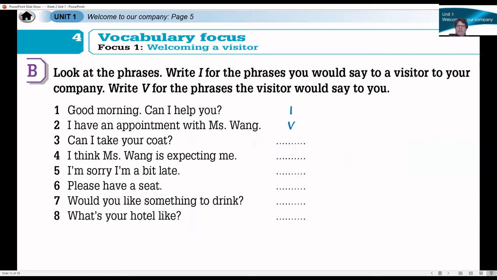Oh yeah, okay, I haven't done this in almost a year. So, write I for the phrases you would say to a visitor. Write V for the phrases the visitor would say to you. So if you are talking to somebody visiting, I. If you are the person visiting, V. For example, good morning, can I help you? So somebody comes and you would say, oh, good morning, can I help you? I have an appointment with Ms. Wang. So you are visiting, you have the appointment.